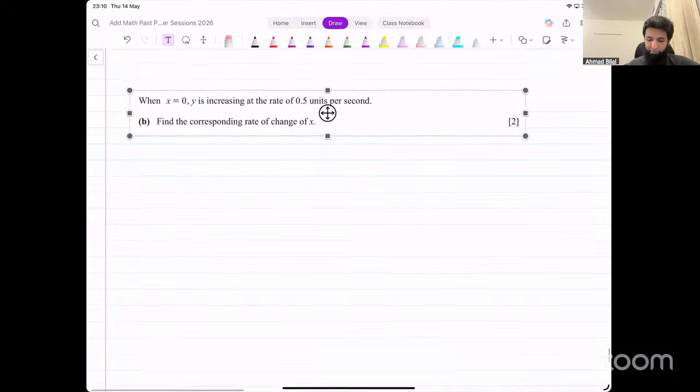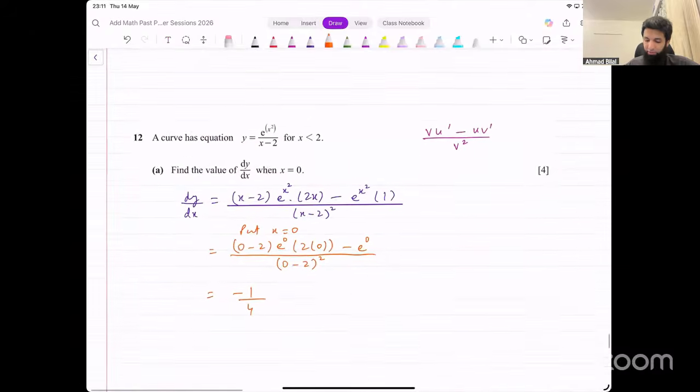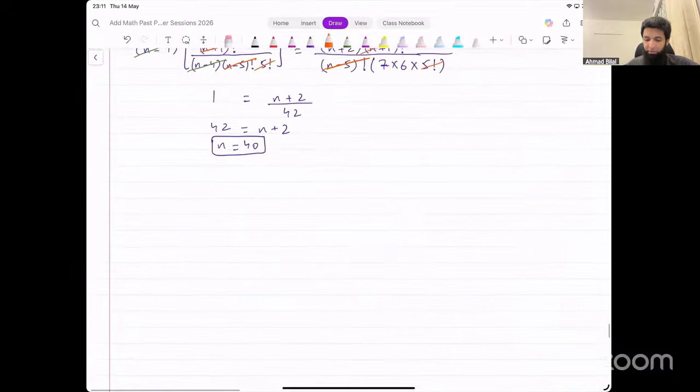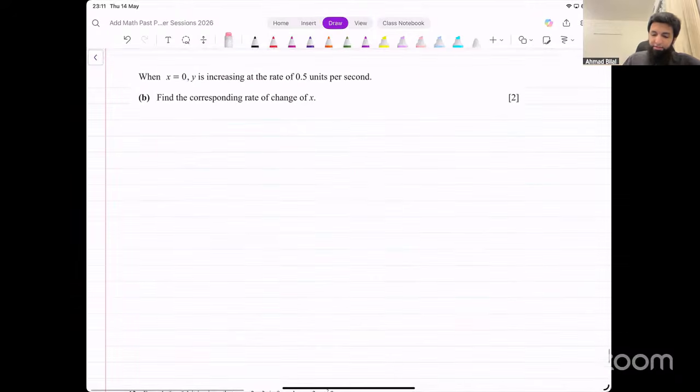Is that 1 over 4? There's a negative in the numerator, right? And the denominator is positive. There's a square on the denominator. Yeah, negative 1 over 4. When x is 0, the y coordinate is increasing at this rate.